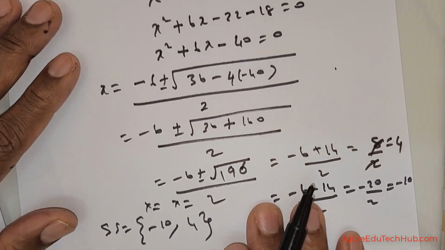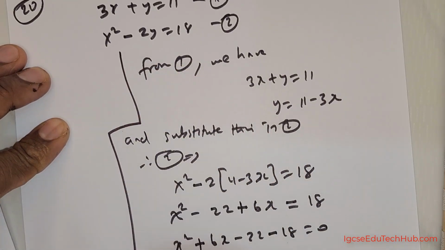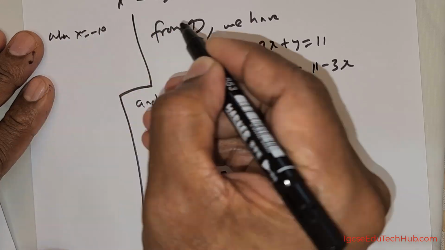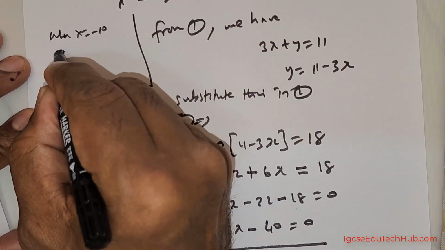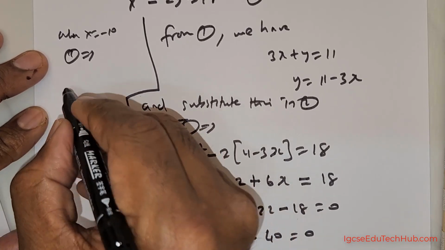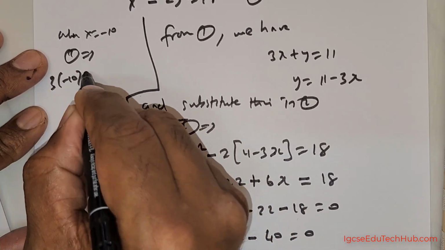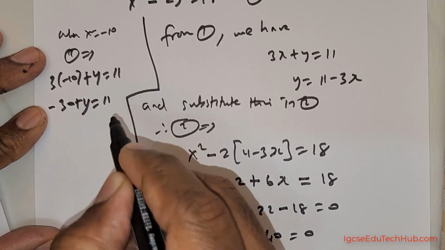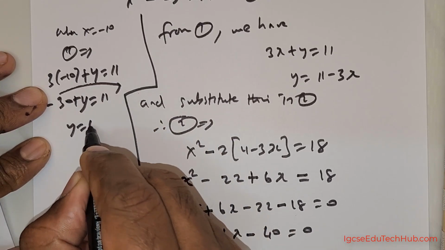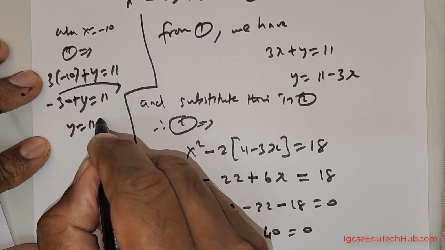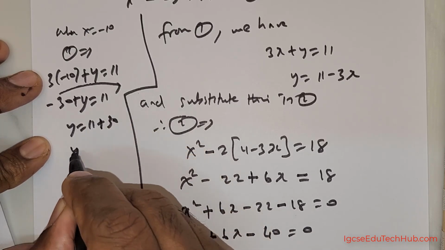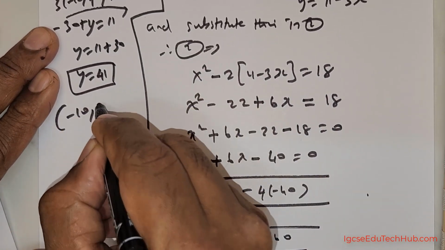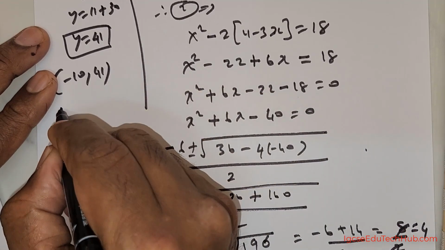Now you need to go back and get the y value. So how do I get the y value? When x = −10, you substitute here. Equation 1 becomes 3 times −10 + y = 11, so −30 + y = 11. You push this to the other side. y = 11 + 30, which means y = 41. So you have (−10, 41) as one value.